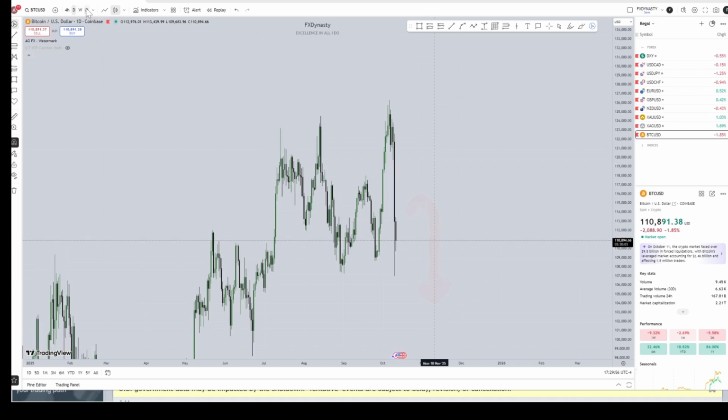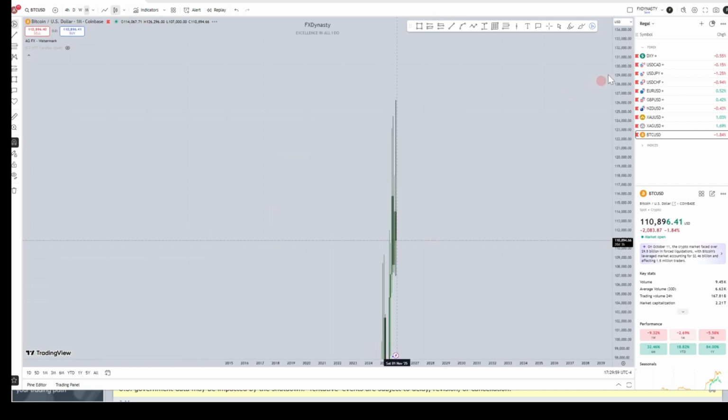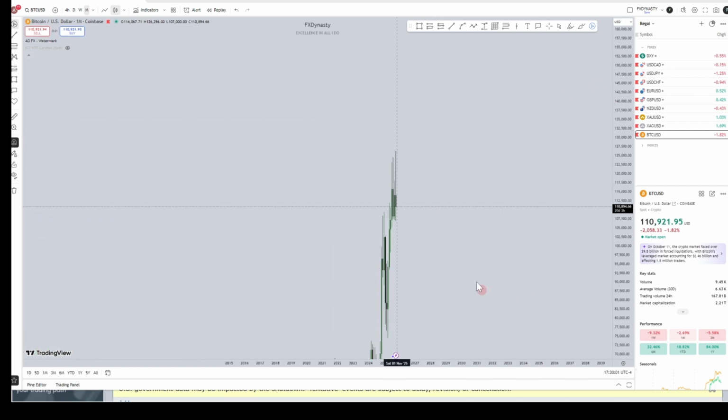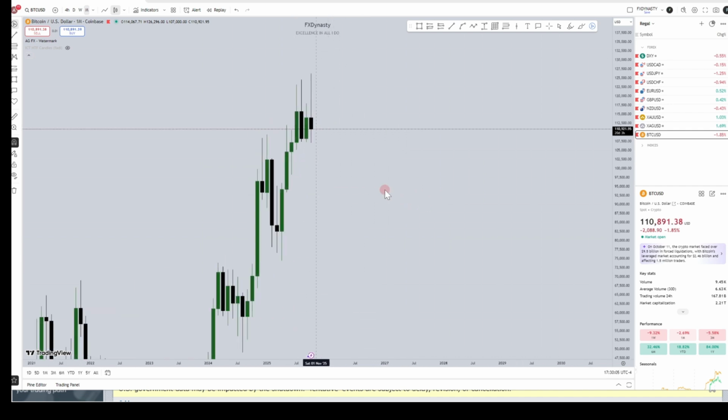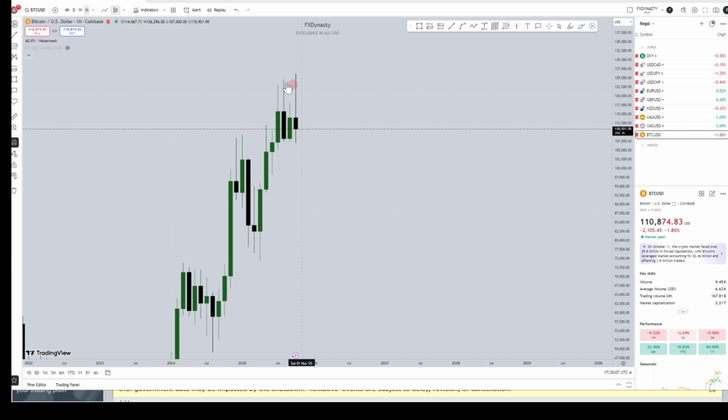Let's look at the monthly. You can see the monthly is reversing after we took out liquidity above this swing high, and we are reversing to the downside towards this imbalance.